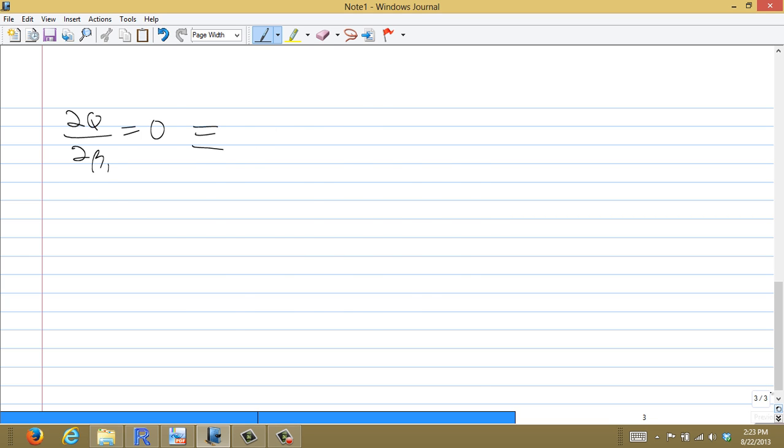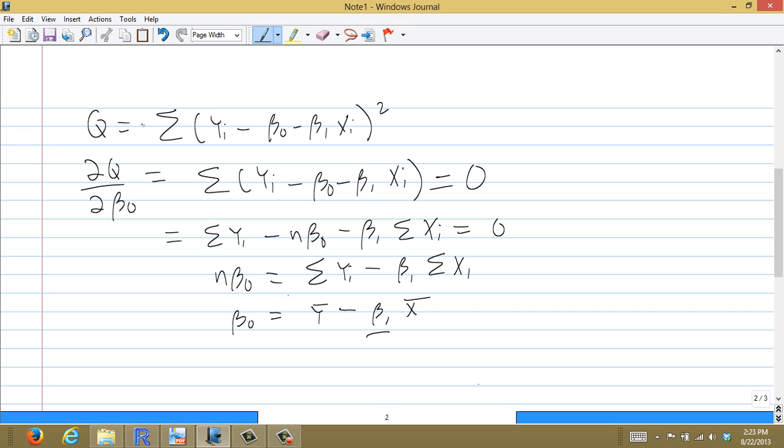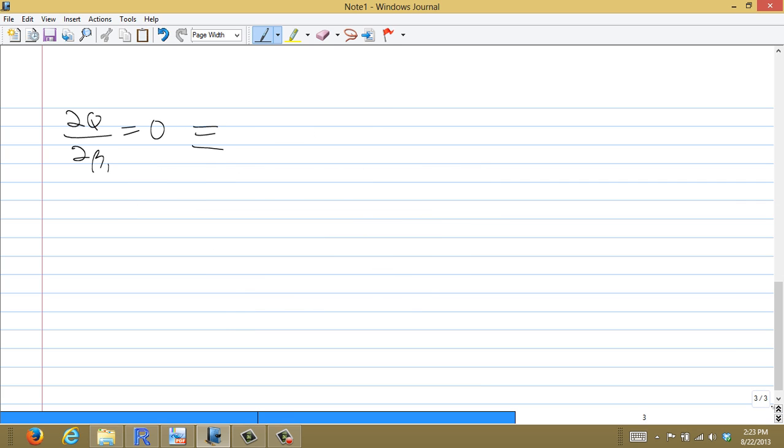Actually, I just realized there's a slight typo here. It doesn't make a difference in the end, but when I take the derivative here, this actually should be a minus 2. Of course, when I divide out the minus 2, it goes away. It doesn't really affect the optimal value of beta naught, but I wanted to correct that while it was on my mind. So the partial derivative of Q with respect to beta 1 gives us minus 2 times the sum of x sub i times y sub i minus beta naught minus beta 1 x i.